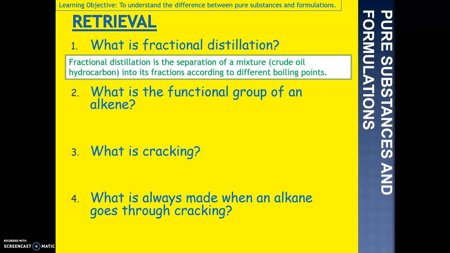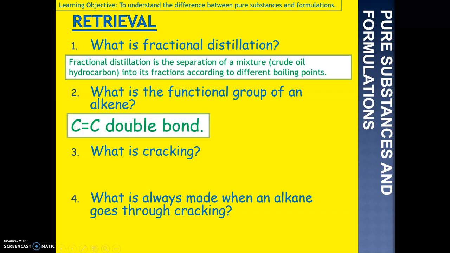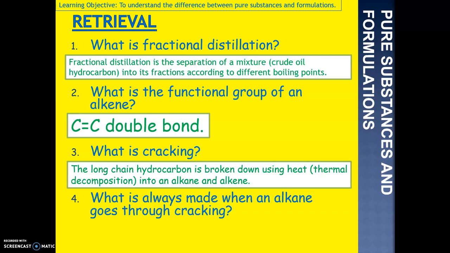Question 2, the functional group of an alkene is of course C double bond C, in particular a double bond between the 2 carbon atoms. Question 3, what is cracking? Well, cracking is simply the long chain hydrocarbon is broken down using heat into an alkane and an alkene. And that using heat is thermal decomposition, so breaking a substance down using heat.